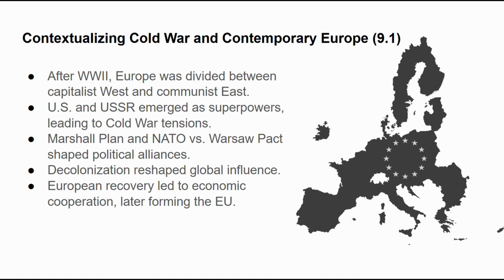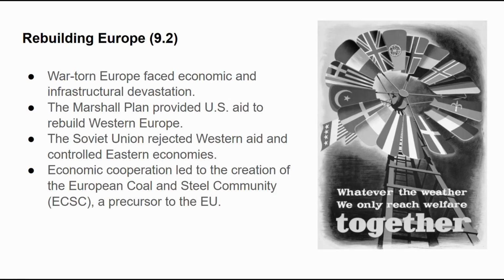After World War II, Europe was divided into a capitalist West and communist East. The US and USSR emerged as rival superpowers, and Cold War tensions shaped the global politics. The Marshall Plan and NATO aligned the West, while the Warsaw Pact united the East. Decolonization changed the global influence, and economic recovery led to the creation of the EU. Next.